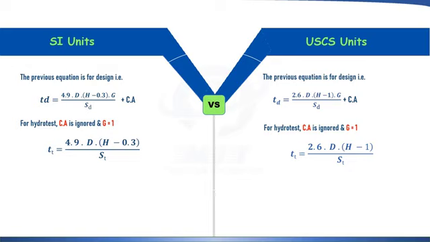So again we are arranging, G will cancel out from the equation and there is no corrosion allowance for hydro test. We'll get this equation of 4.9 times D, H minus 0.3 over stress ST. Now this one is different from SD. SD is stress at design temperature and ST is stress at test temperature. And similarly for USCS unit, thickness at test temperature is 2.6 times diameter into H minus 1 over ST.